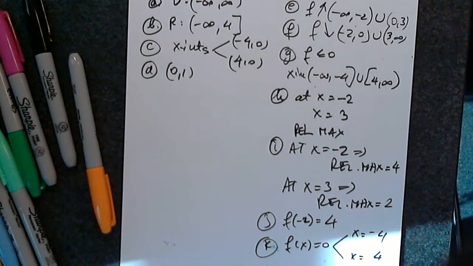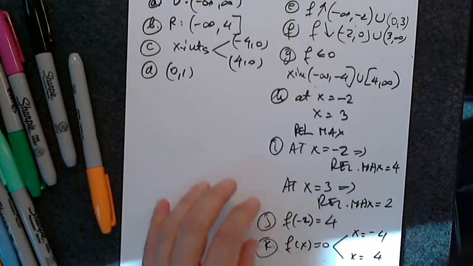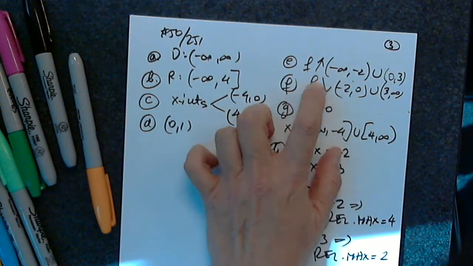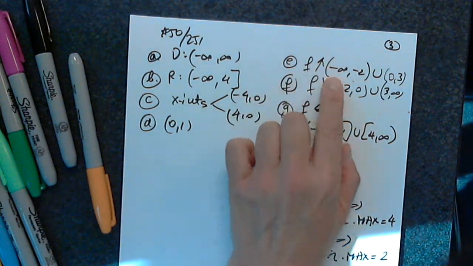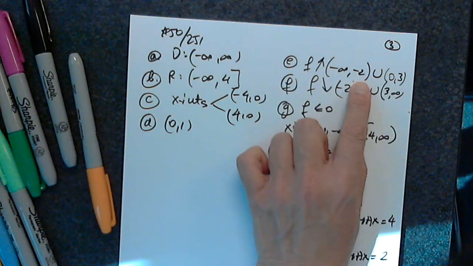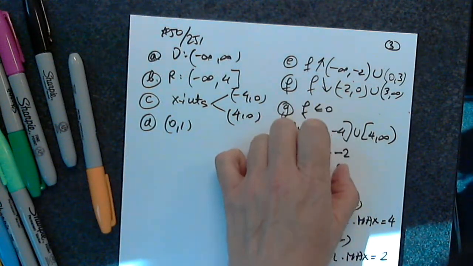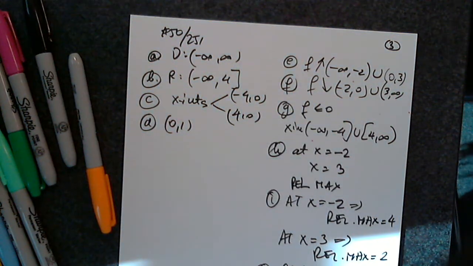Yes, Tim? On letters E and F, where f is increasing, going up: f is increasing on the interval -∞ to -2, union 0 to 3. And then f is decreasing. One more time, what does union mean?